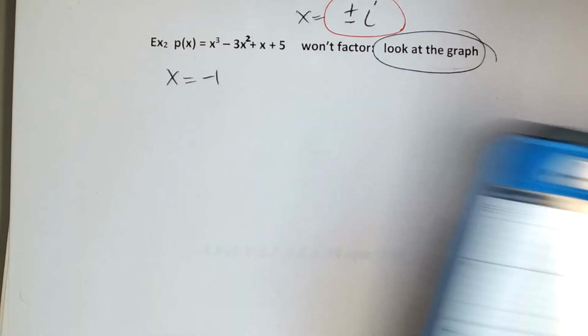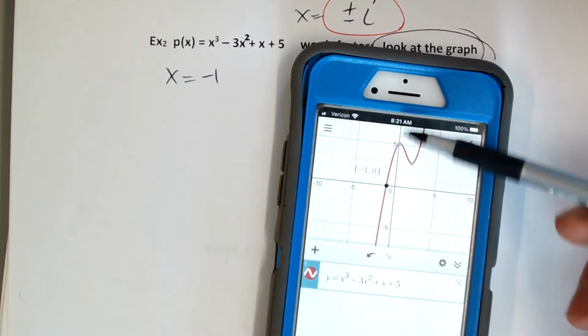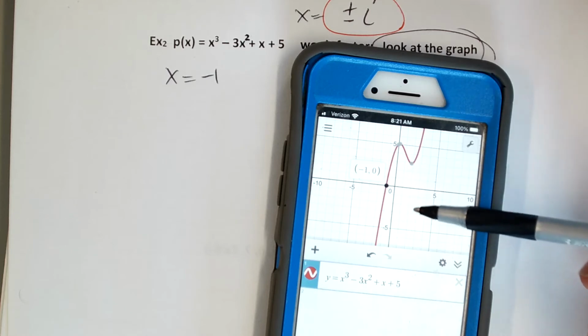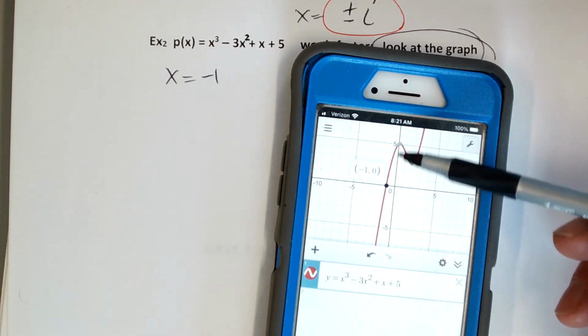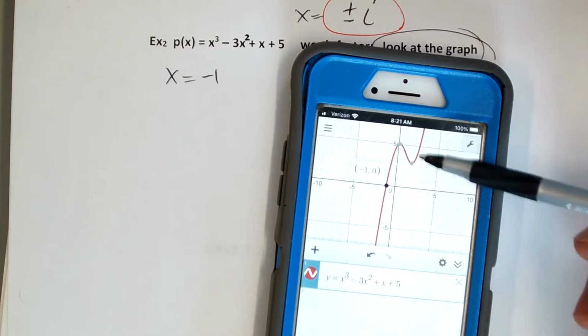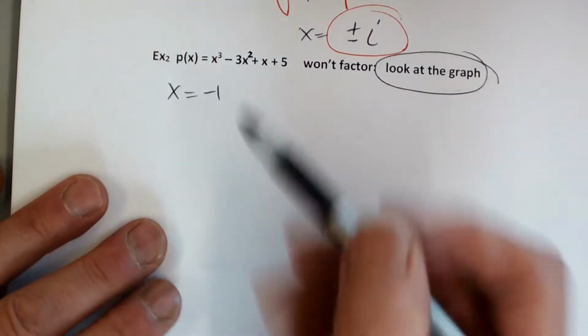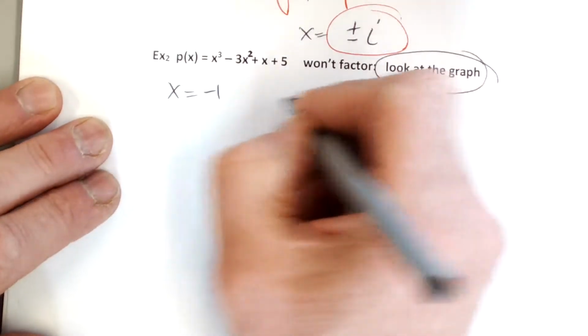Because the other 2 are going to be imaginary. See why they're imaginary? They don't cross. But I do have 2 more answers. They have to be imaginary because this never comes down and touches. That's how it works. So how do I get them? To get the other 2, I'm going to use synthetic division.